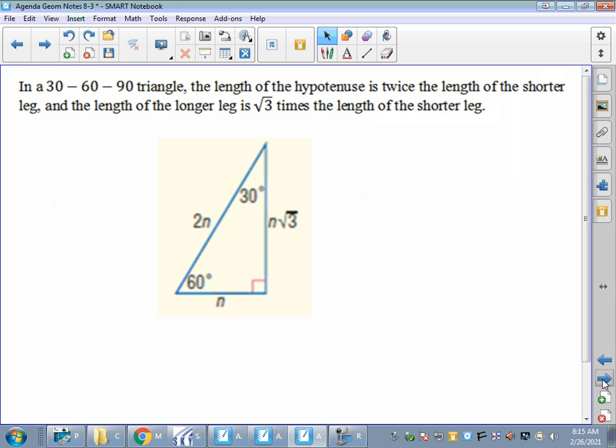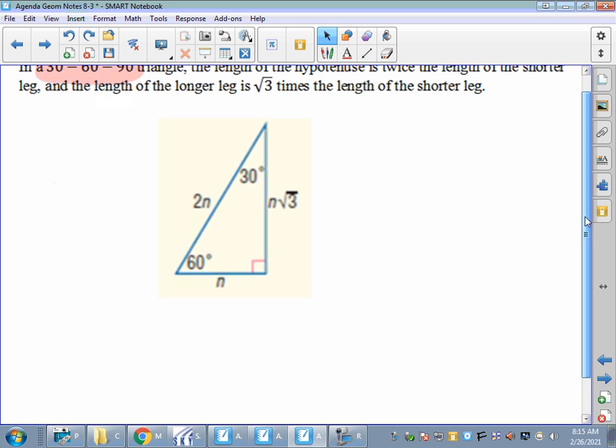Let's talk about our other very special kind of right triangle. So we've got 45, 45, 90s, and then we've got 30, 60, 90s. So remember, 30, 60, 90 refers to the angles. I've got 30 degrees, 60, and then my right angle. The length of the hypotenuse is twice the length of the shorter leg, and the length of the longer leg is the square root of 3 times the length of the shorter leg. Both of those had shorter leg in there, right?